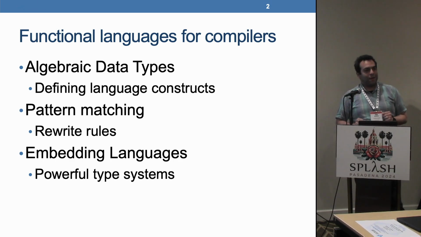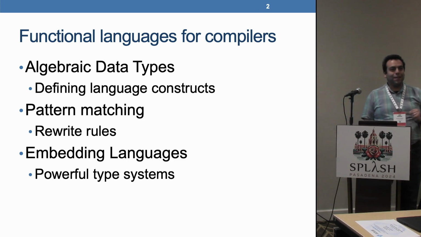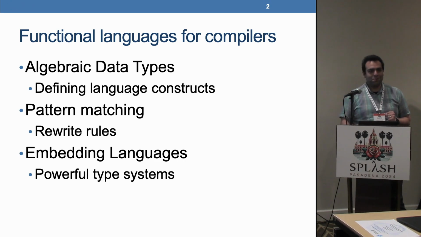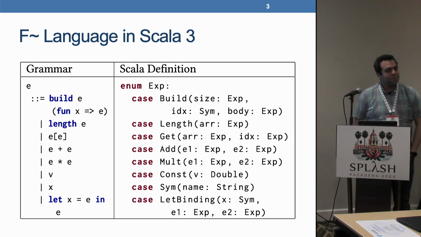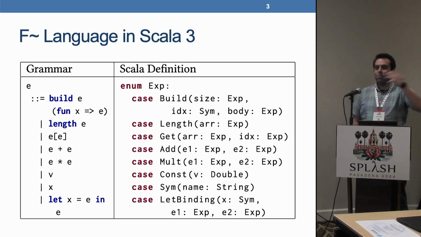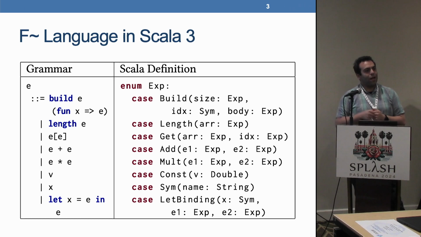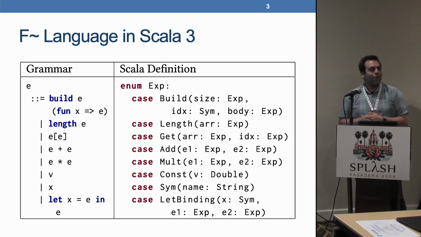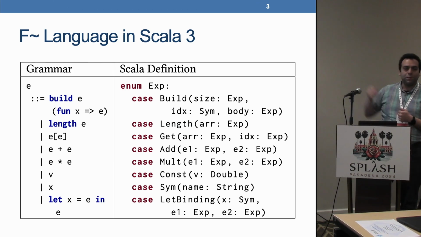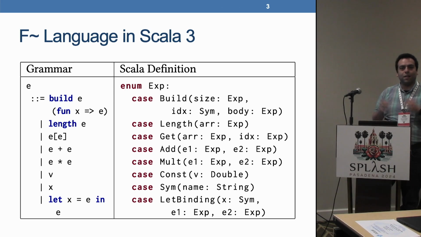Let me give you one example, and throughout this talk I'm going to use the newest version of the Scala programming language to show you how we can build a compiler. This is the fsmooth language, a domain-specific language for array programming. On the left side, you can see the grammar of this language. And on the right-hand side, you can see how we define the ADT for this language. There are enum types, which are a new feature added in Scala 3, which makes it very simple to build algebraic data types.